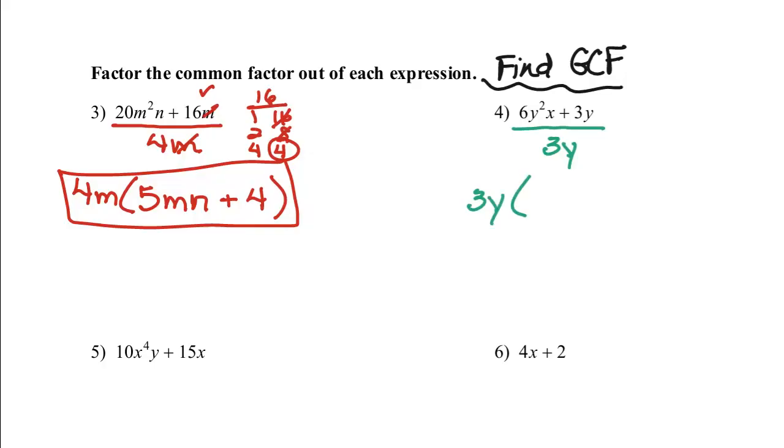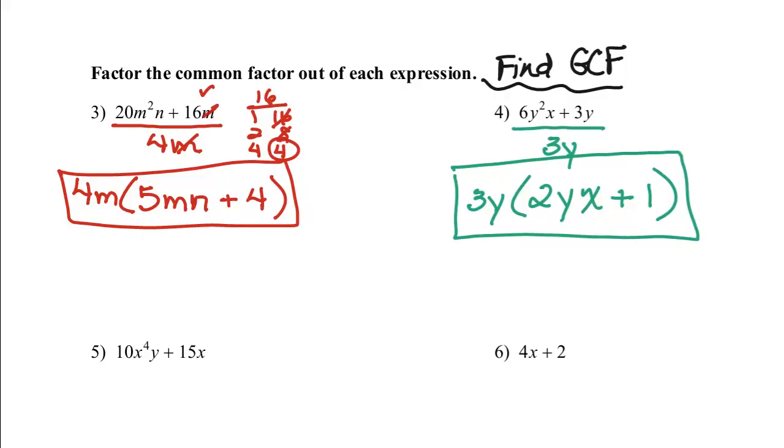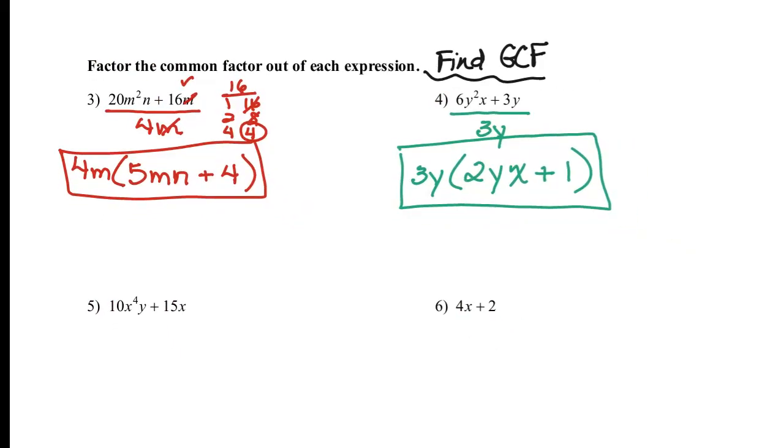And when you divide, what's 6 divided by 3? 2. You had 2 y's, you divided 1 away. How many y's do you have left? 1. And you have an x plus, what is 3y divided by 3y? 3y divided by 3y? 1. Yes, you have to put something there. So that is your final answer. What questions do you have about those first two?